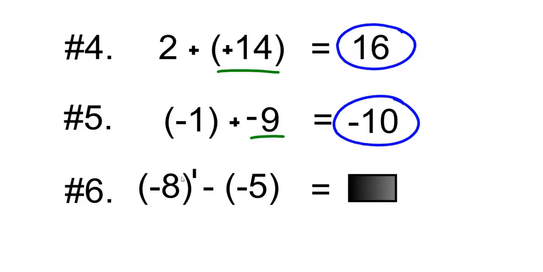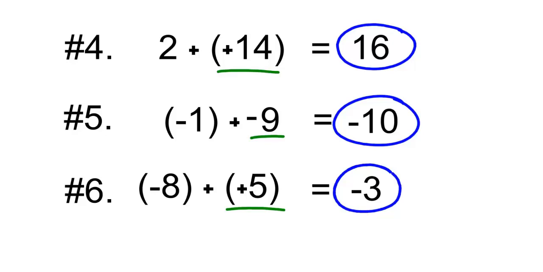And finally, negative 8 minus negative 5. Change the subtraction sign to an addition sign. Then I'll change the integer after it, which is negative 5, to its opposite integer, which will be positive 5. Then I'll follow addition rules. If I have a negative integer and a positive integer, I will subtract. So 8 minus 5 is going to be 3. And since the 8, which is the larger integer, is going to be negative, the answer will be negative 3.